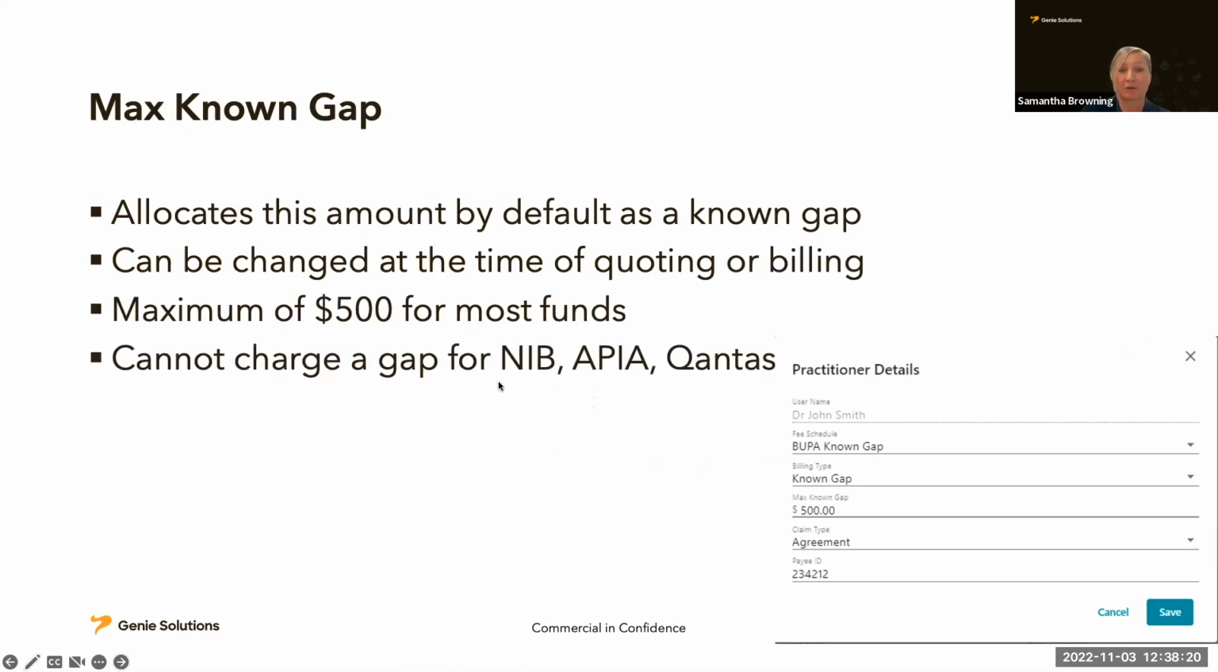The maximum known gap can also be set per provider. For most funds, the maximum known gap is $500, but it does vary. If the doctor chooses that they only want to bill $300 as a maximum known gap, they can easily change this to $300, and that will apply that gap each time. Bearing in mind, though, you cannot charge gaps for NIB, APIA, and also Qantas Health Funds. And if you're not sure what gap to charge, ring the fund because they do vary. It's something that they will be able to tell you, as opposed to ringing our support desk.